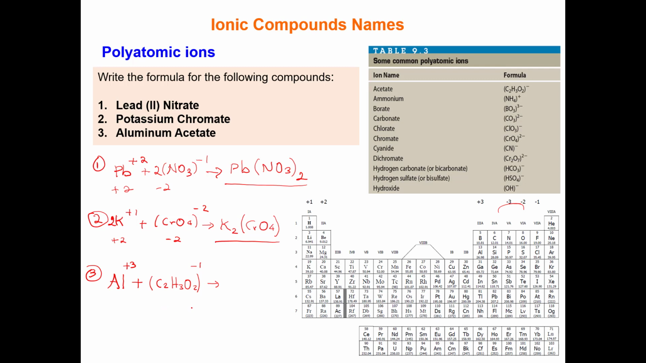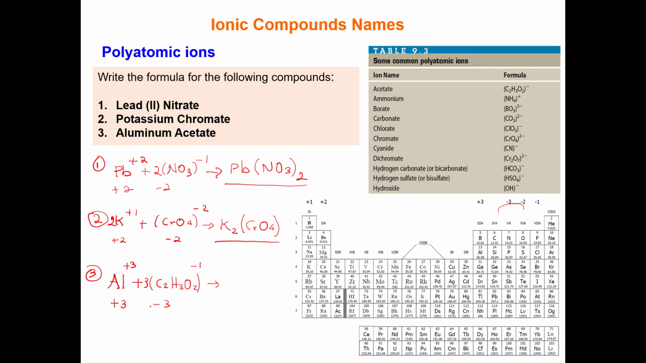I will write here the formula. I probably don't have enough space here. Then aluminum, on the metal side we had positive 3, but here we had negative 1, but we don't want negative 1. We need a neutral compound, and we need to write 3 here. 3 times -1 will be negative 3. Now we have a neutral compound.